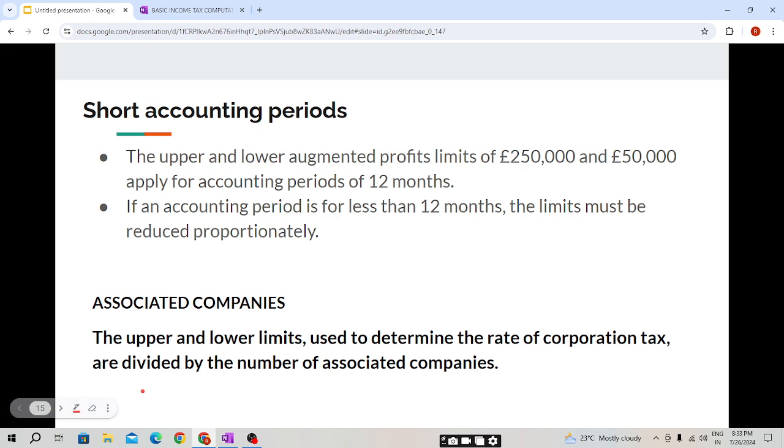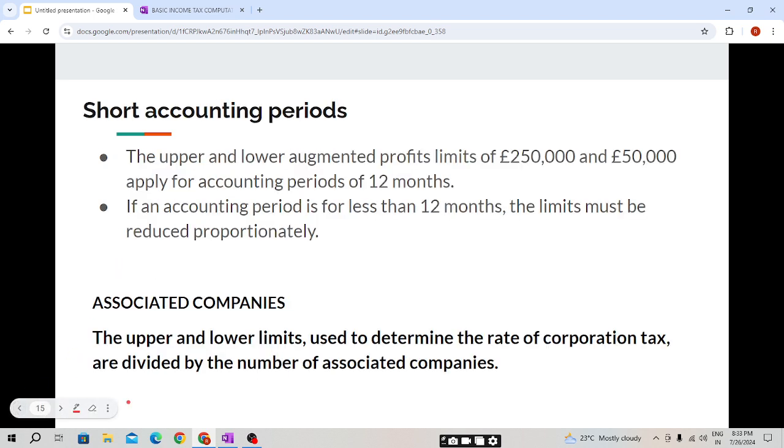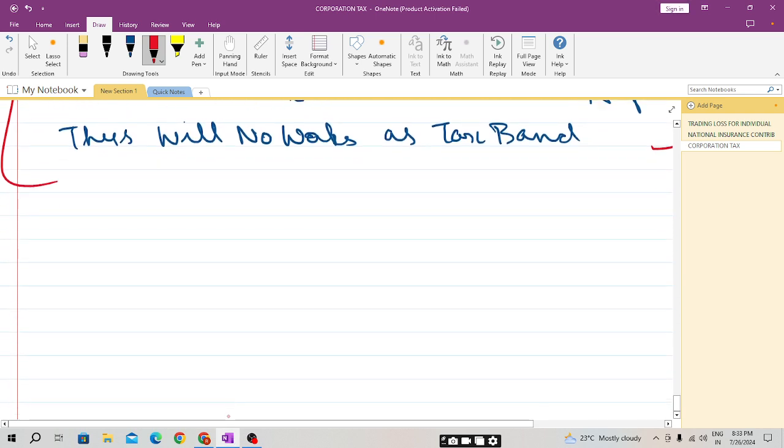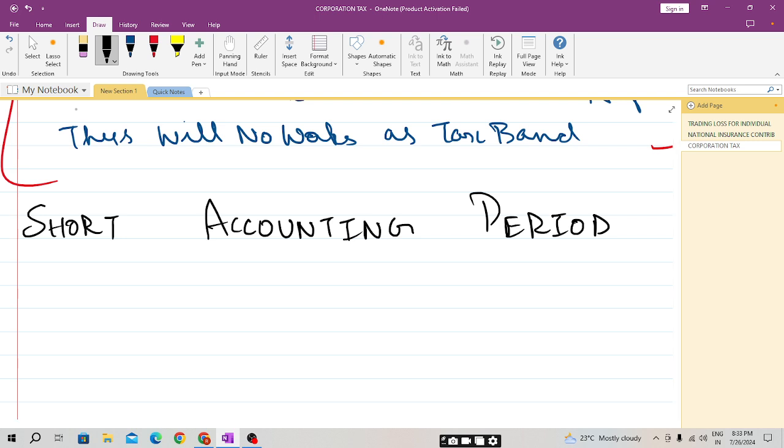So students, the upper and lower limit will be divided in the case of short accounting period and number of associated companies. Now coming, what does associated company mean? Before that, we will be making a note here. Short accounting period. Students, we have already covered the long accounting period. If long accounting period, it will be split into 2 accounting periods: first 12 months and the rest of the long period of accounts.